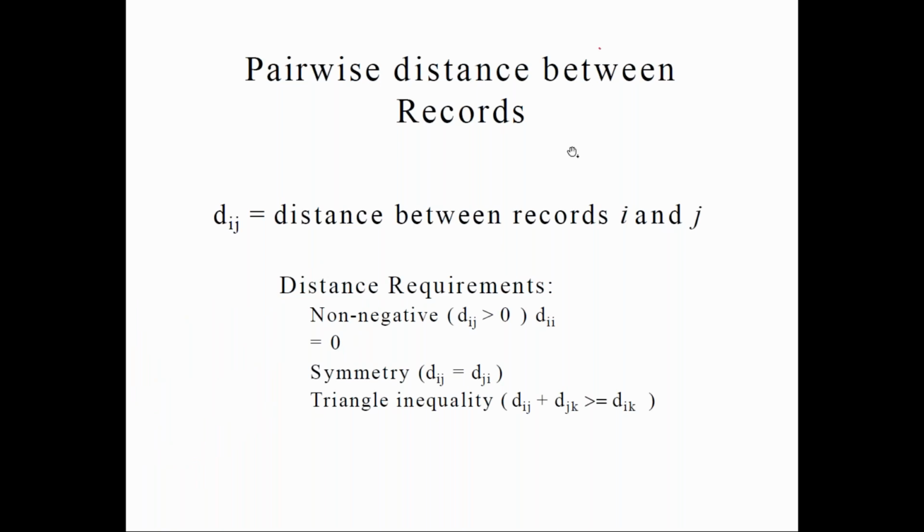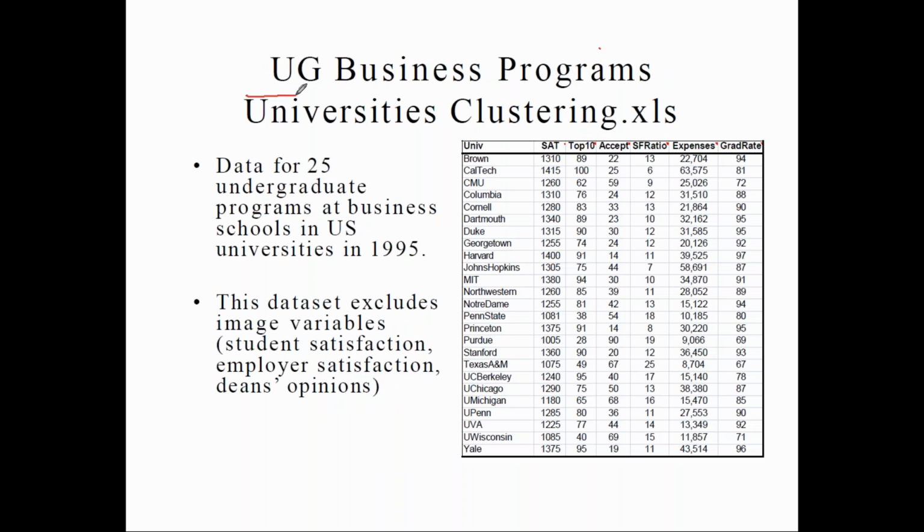Now let us take one simple example. The UG business programs universities clustering XLS dataset contains 25 undergraduate programs at business schools in US universities in 1995. So these are your university names: Brown University, Caltech University, CMU University, Columbia. And these are the different characteristics of your universities. So this is SAT. If you want to get into a UG program in the US, you need to write an exam and score an SAT score, like in India, we write CET, right? Similar to that, we need to write SAT.